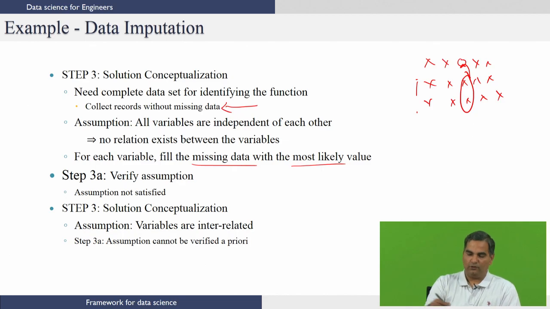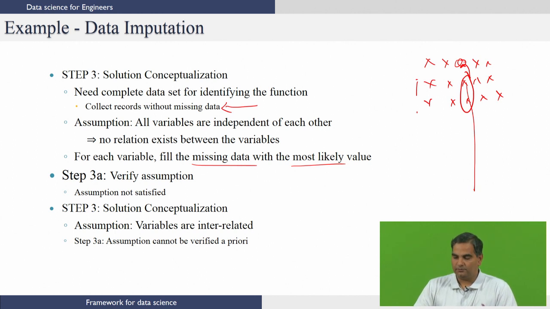So, we will see how we fill the most likely value, but basically what we are essentially saying is, when I want to fill this data, all I am going to do is look at the values only in this column, and I am not really going to look at values in the other columns, because I have assumed that these variables are not related to each other.